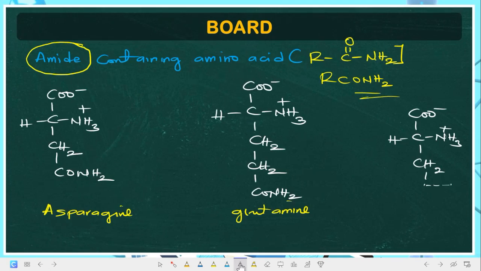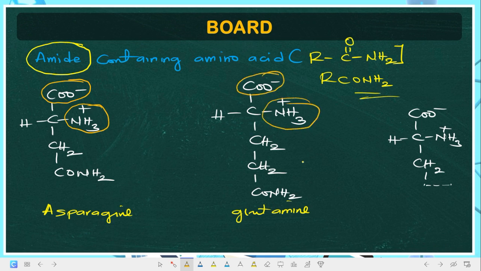Now you discover something, that each of them that we've been talking about has only one carboxylic acid group, and also only one amino group. So each of these that have only one carboxylic and only one amino group are classified as what?